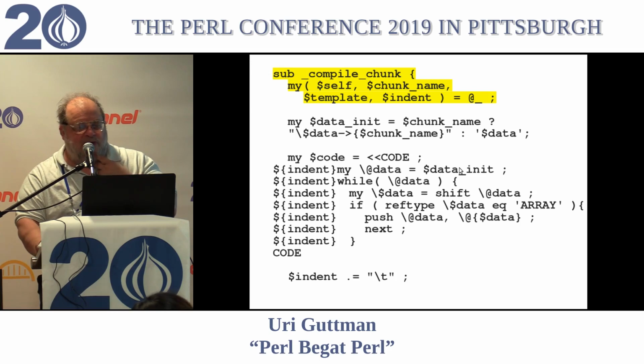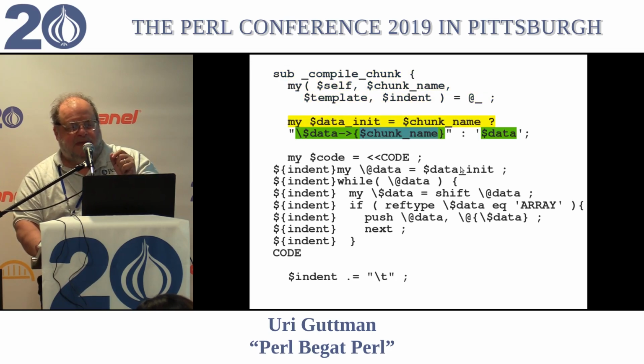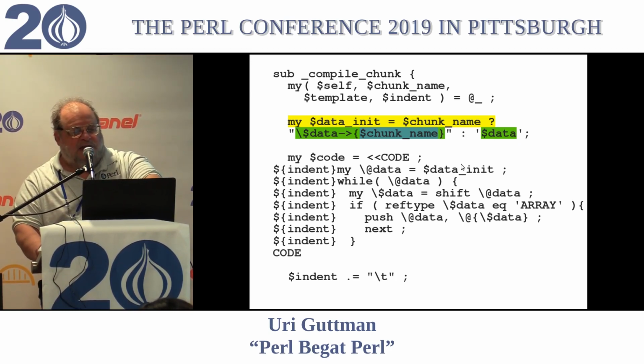Now we get to the actual work. Compile chunk takes a chunk name, the template, and the current indent level. Then it sets up a data initialization thing, which is if you have a chunk name, then the data is going to be what's in the data named chunk name.